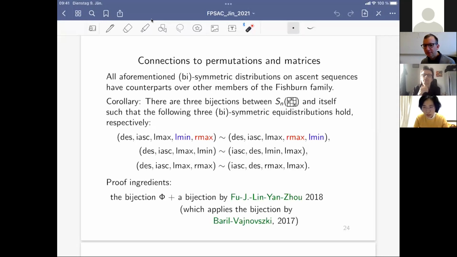Because the statistics actually come from permutations. If you see this page, you can see these all come from the classical statistics on permutations. So we were curious because we saw ascent sequences, and we know they are a subset of inversion sequences, and also correspond to a subset of permutations. Then we wondered if we put these classical statistics.